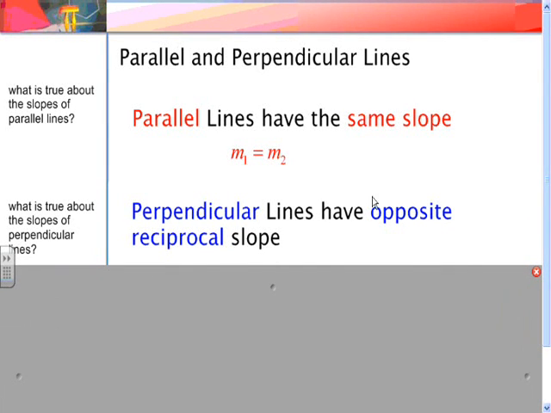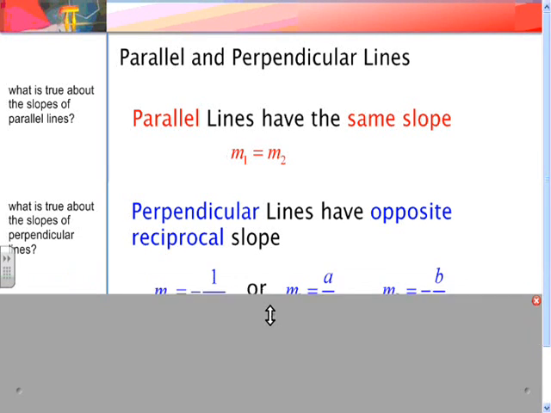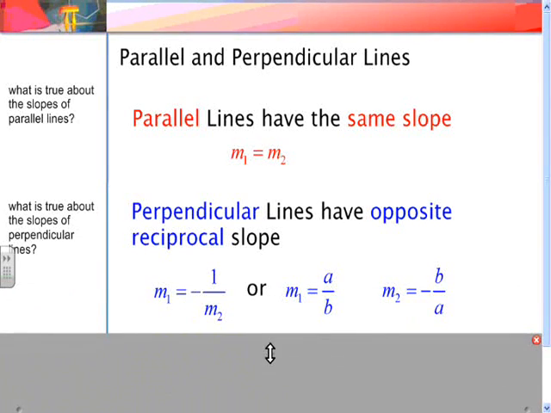Now what about perpendicular lines? Perpendicular lines have what we call opposite reciprocal slope, or sometimes people call it negative reciprocal slope. And what that means is if I have two slopes, M1 and M2, M1 will be the reciprocal of M2. Remember, reciprocal means flip or to do a 1 over, so 1 over M2, but it will be the opposite of that, or in other words, negative.